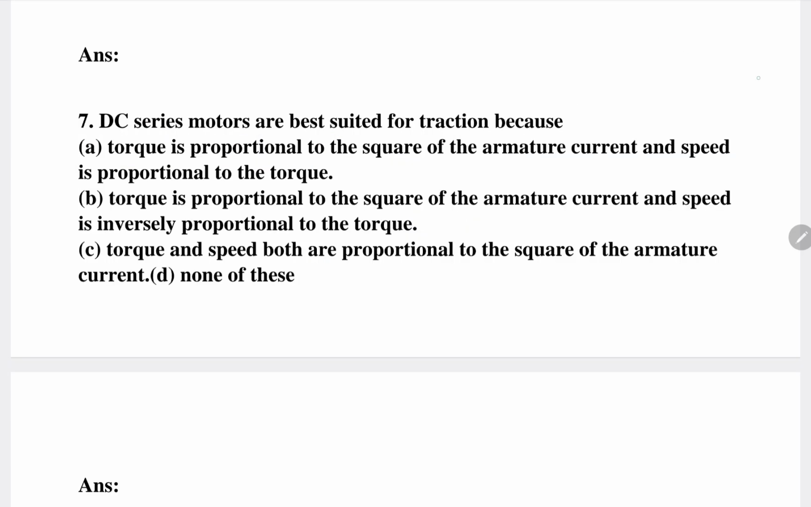Next, DC series motors are best suited for traction because torque is proportional to the square of the armature current and speed is proportional to the torque. No, speed is not proportional to the torque. This is wrong, so option A is wrong. Torque is proportional to the square of the armature current, correct, and speed is inversely proportional to the torque. This is correct. Torque and speed both are proportional to the square of the armature current. No, this is wrong. So answer is B.